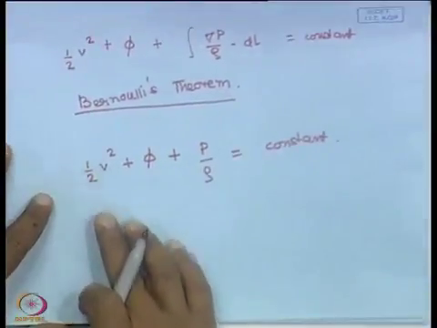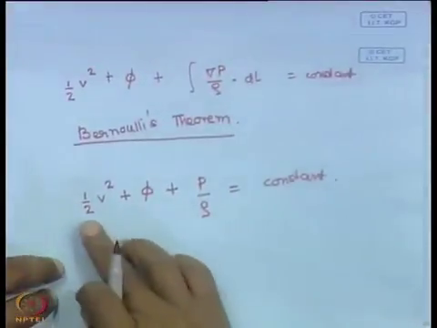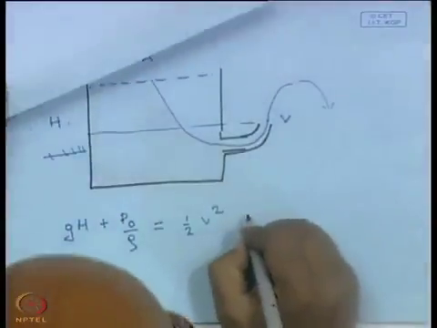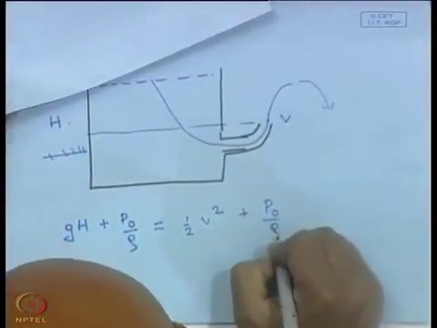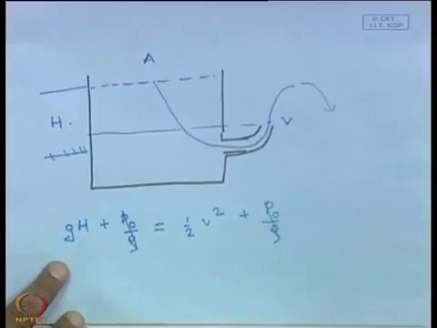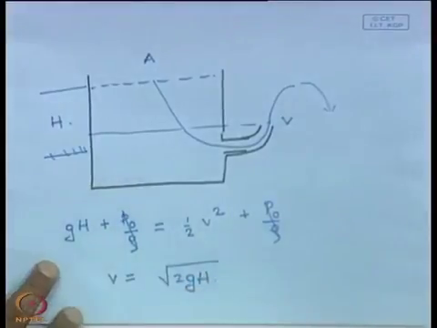At the tip of the outlet, we have half v square plus phi, where the potential is 0, plus P naught by rho. So, what we see is that these two terms cancel out, and what we get is that V is equal to the square root of 2g h. So, we have used Bernoulli's theorem to calculate the speed with which the water comes out of the outlet. So, let me end our discussion of fluid mechanics over here, and we shall move on to some other topic in the next class.